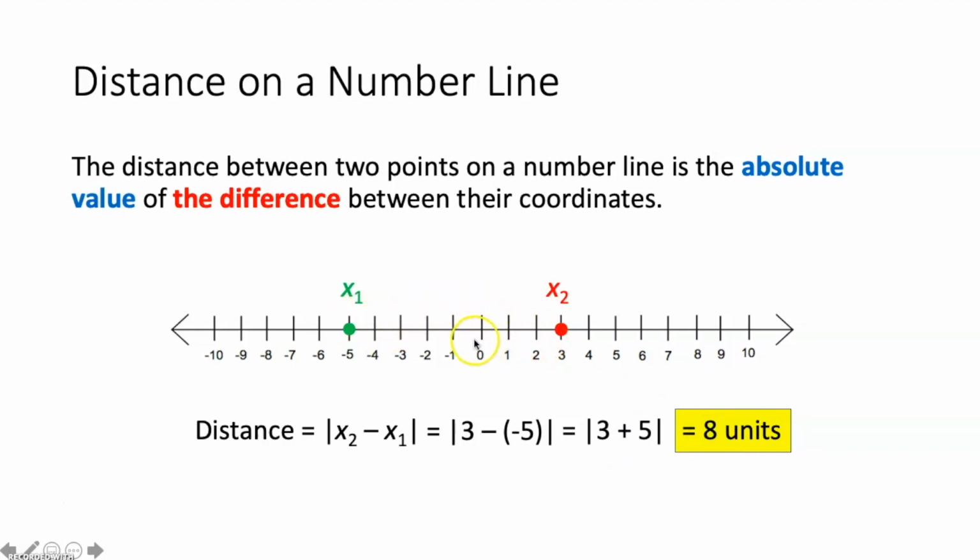If you were to do it the other way around, the absolute value of -5 minus 3. What's -5 minus 3? That's -8. And then the absolute value of that is still +8. So it doesn't matter which order you go in.